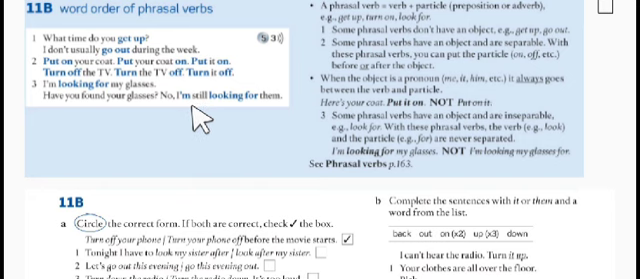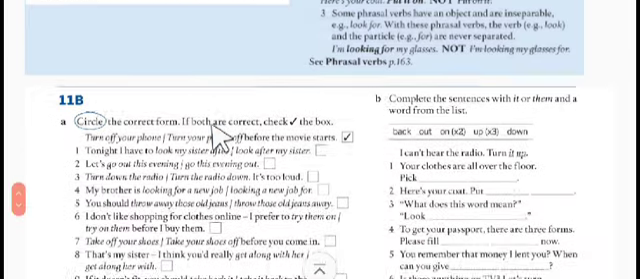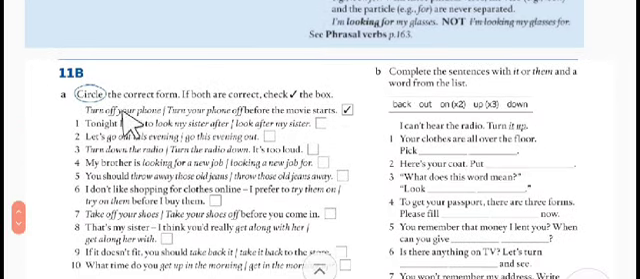So here we can't separate looking and for. We have to use them in unit form. Okay, I hope you understood this grammar session 11b, word order of phrasal verbs. Next we have 11b exercises. Here you have to circle the correct form. If both are correct, check the box.